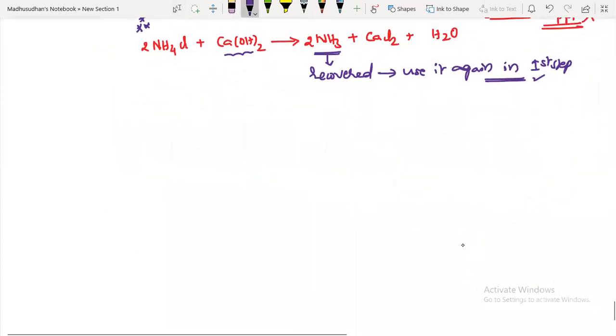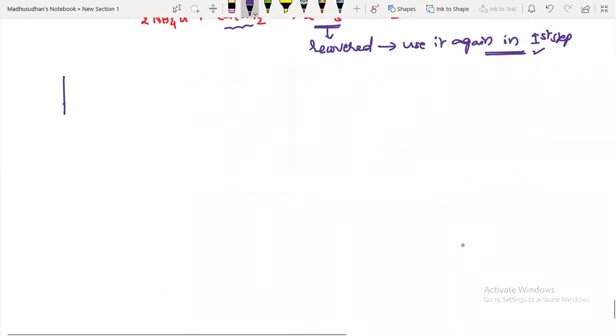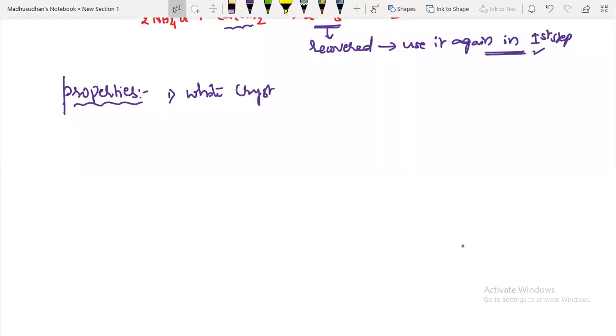Next, we'll discuss its properties. It is a white crystalline solid and always exists as decahydrate. How many water molecules are there? 10, sir. So what is the formula of this? Na2CO3 with 10 moles of water. So that's why it is decahydrate.